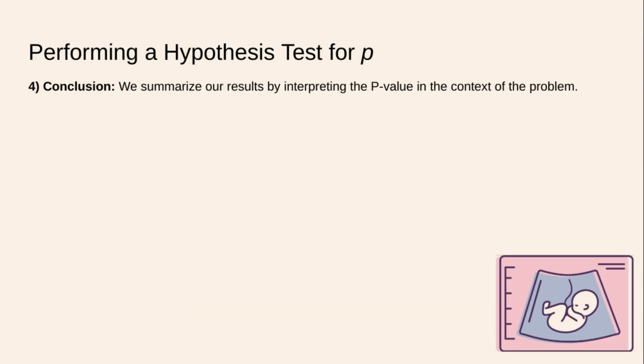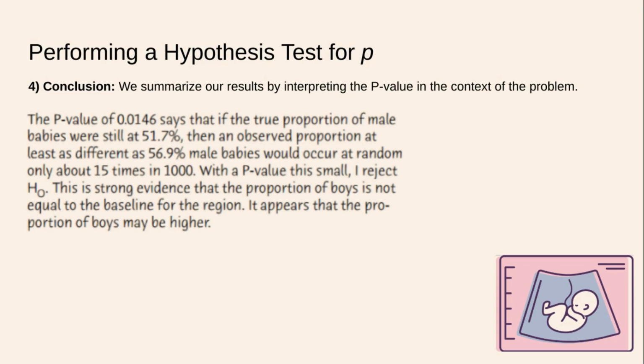All right, so we need to summarize our results by interpreting the p-value in the context of the problem. Here's how the book does it. The p-value of 0.0146 says that if the true proportion of male babies were still at 51.7%, then an observed proportion at least as different as 0.569, 56.9% of male babies, and that is at least as different on either side, would occur at random only about 15 times out of 1,000.